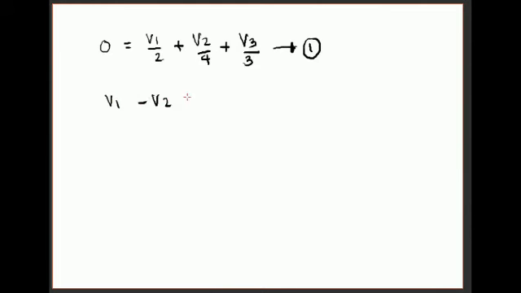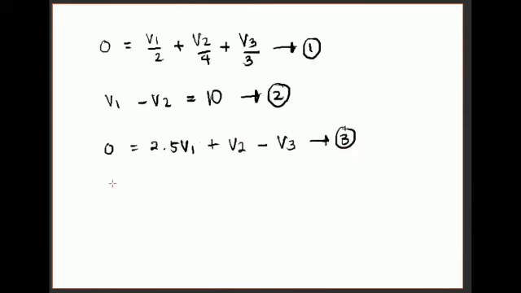So our equations now, for the first equation we have 0 equals V1 over 2 plus V2 over 4 plus V3 over 3, equation 1, and then V1 minus V2 equals 10, equation 2, and lastly we have 0 equals 2.5 V1 plus V2 minus V3. It's our third equation. So we can form a matrix now.